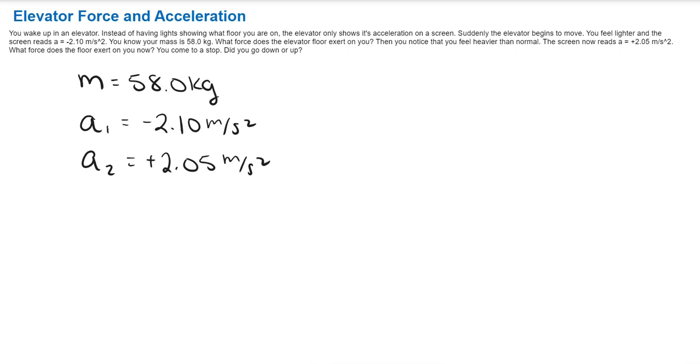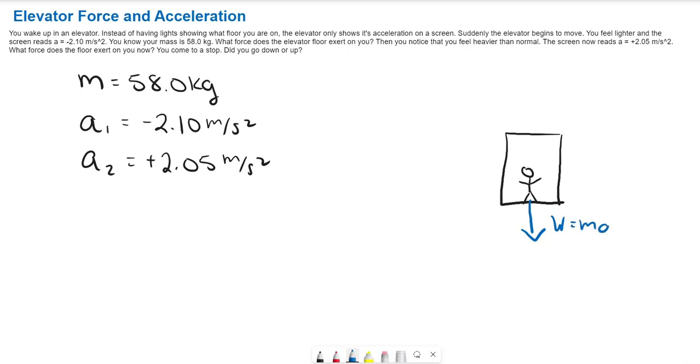We'll first go ahead and draw our picture. So here we are on this elevator that we woke up on. We don't know where we're at, and we don't know if we're going up or down. We have two different forces acting here. Obviously, the weight of the person, which of course is just mg. And then there's the normal force, which is the force that the elevator floor is exerting on the person.